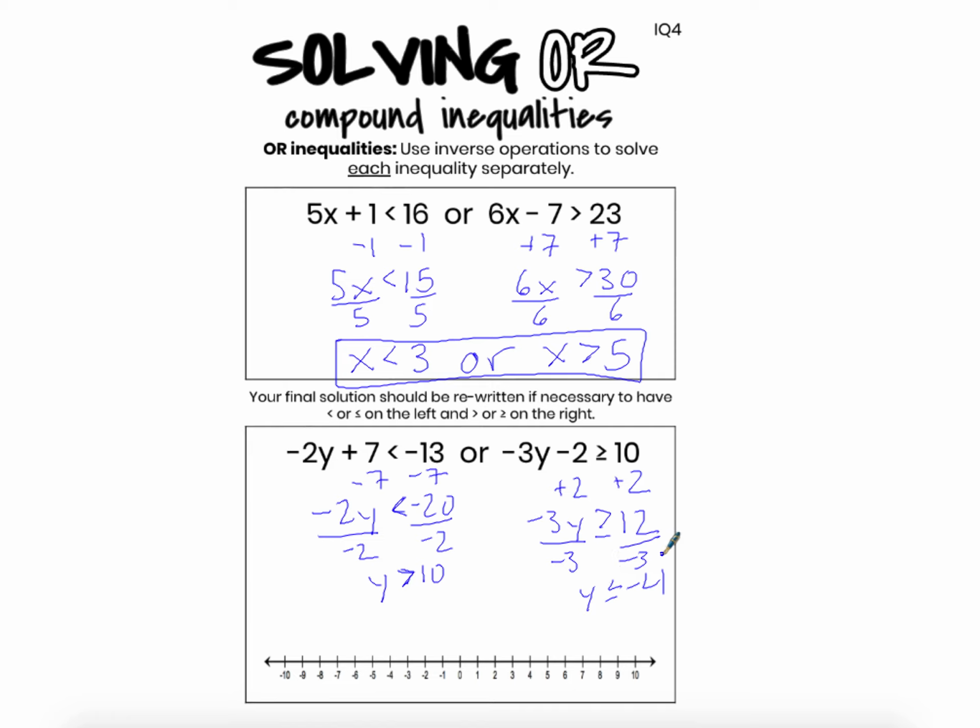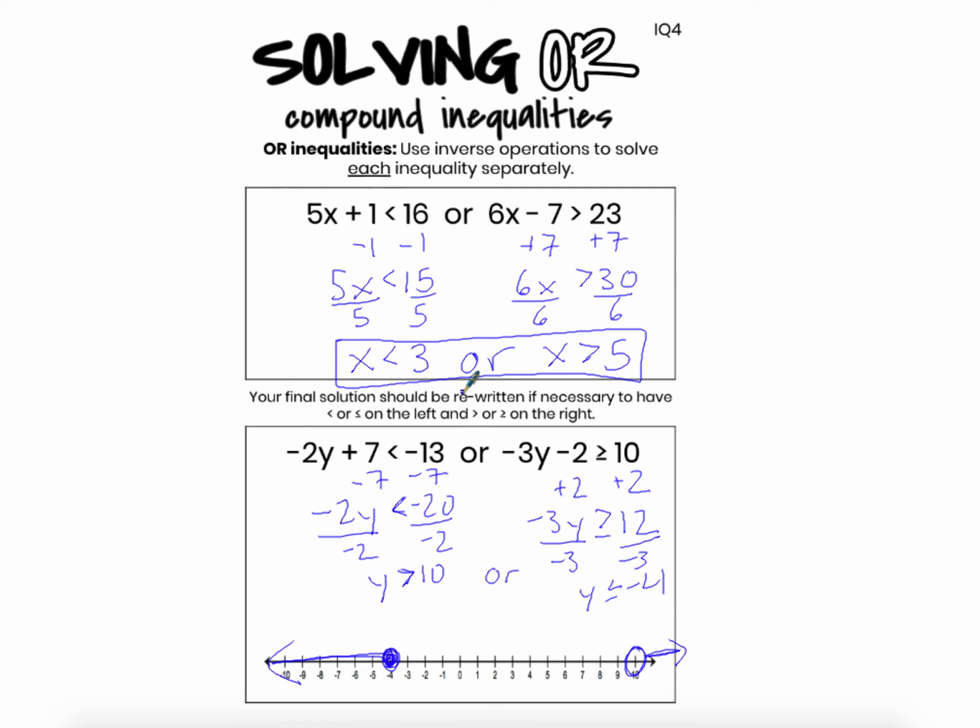Now I could go ahead and graph my solution, y is greater than 10, or y is less than or equal to negative 4. So y is greater than 10. 10 is not a part of the solution. Or y is less than or equal to negative 4. Now from this graph, you can perhaps see why this is not circled as my final solution.